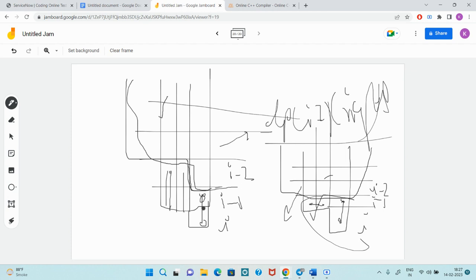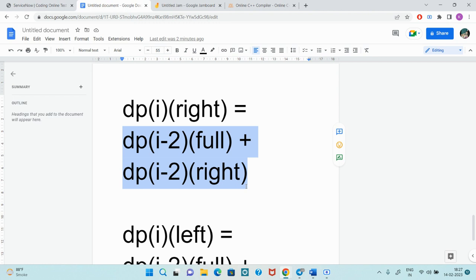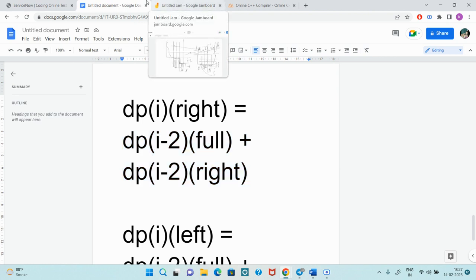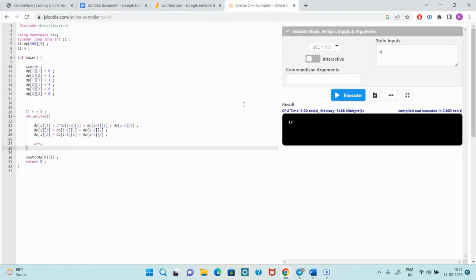And to do this also there was one way, and to do this there were dp of I minus 2 right ways. So 1 into dp of I minus 2 right, plus 1 into dp of I minus 2 full. So that's why I wrote this formula. Now guys, let's get to the coding part. The coding part is easy, guys.